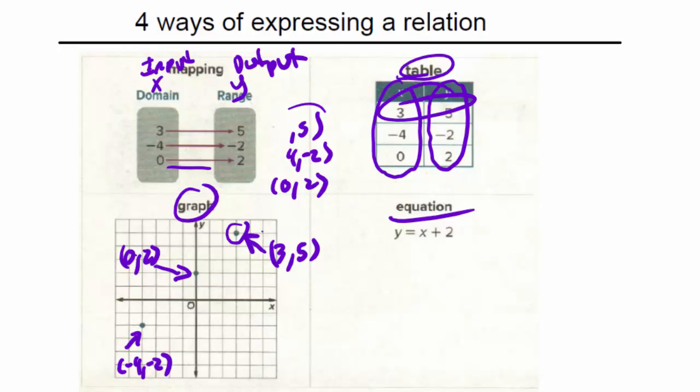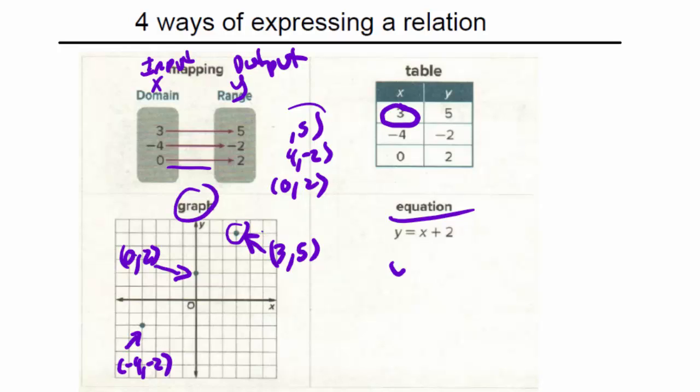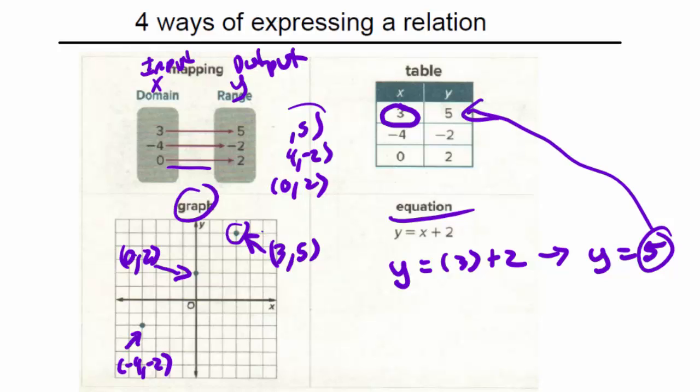So if we go back to, let's use the table because we often do this in a table. So if we look at the table, our first x value, our first domain or input value is 3. So if we were to substitute x with 3 and then continue calculating, we'd have y is equal to 3 plus 2, which is 5, and you see this 5 matches that 5 there.